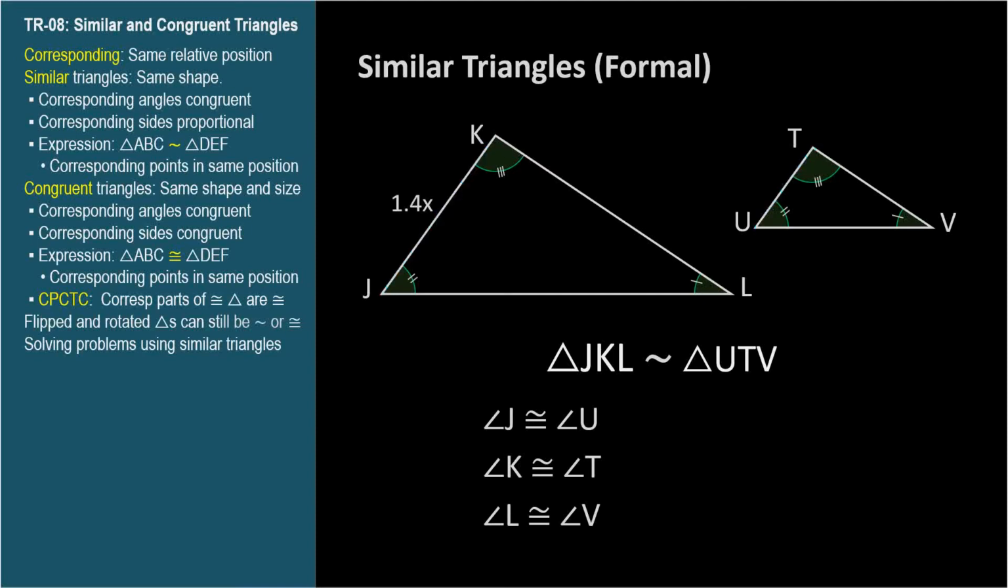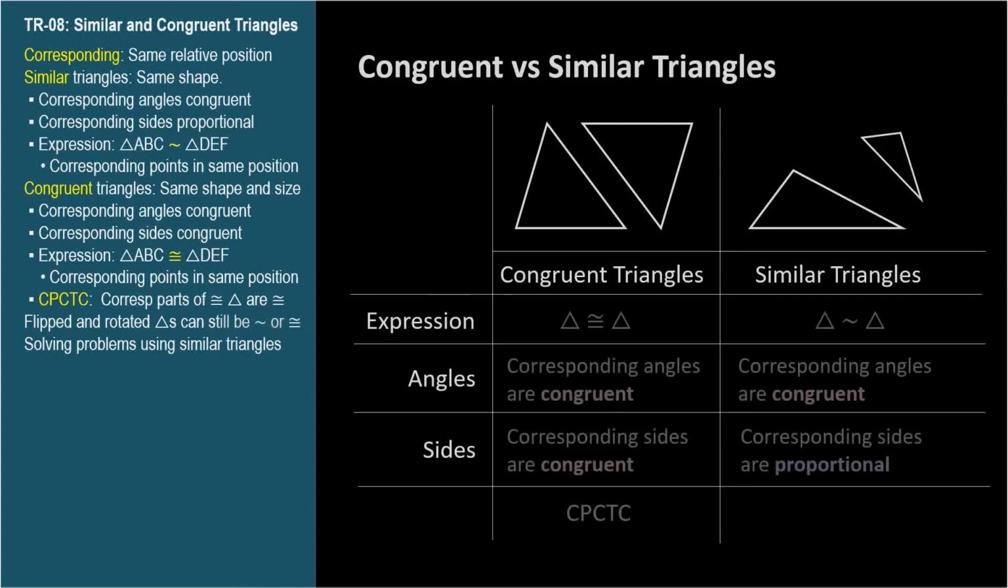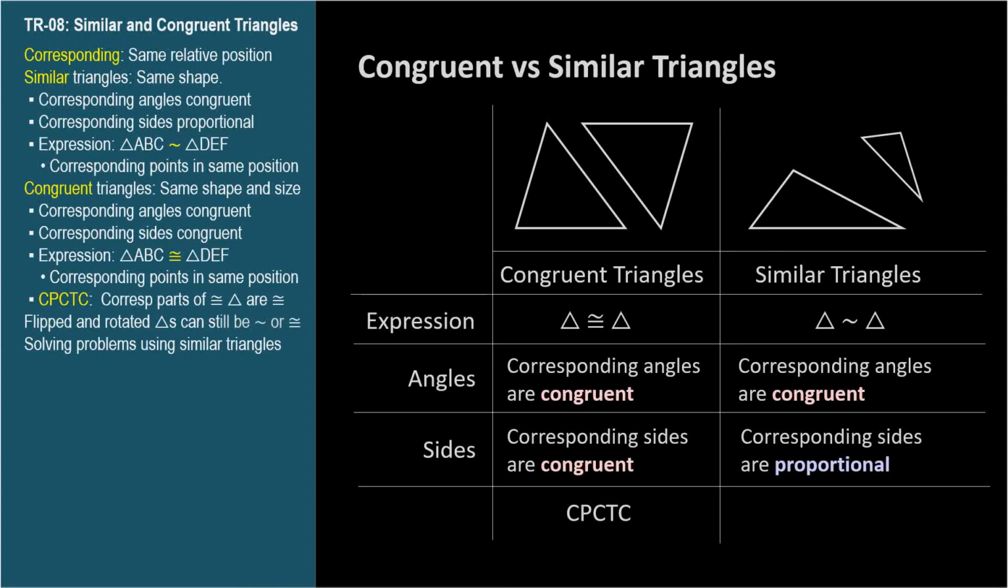For example, if segment JK is 1.4 times longer than segment UT, then KL will be 1.4 times longer than its corresponding side, TV, and JL will be 1.4 times longer than UV. We express the equality of these ratios like this. The ratios between the lengths of the corresponding sides are equal. Here's a summary chart. For congruent triangles, all corresponding parts are congruent, CPCTC. For similar triangles, corresponding angles are congruent, and corresponding sides are proportional.